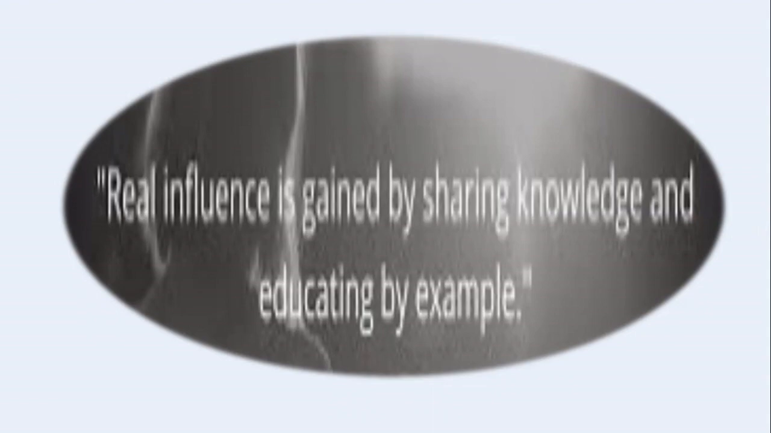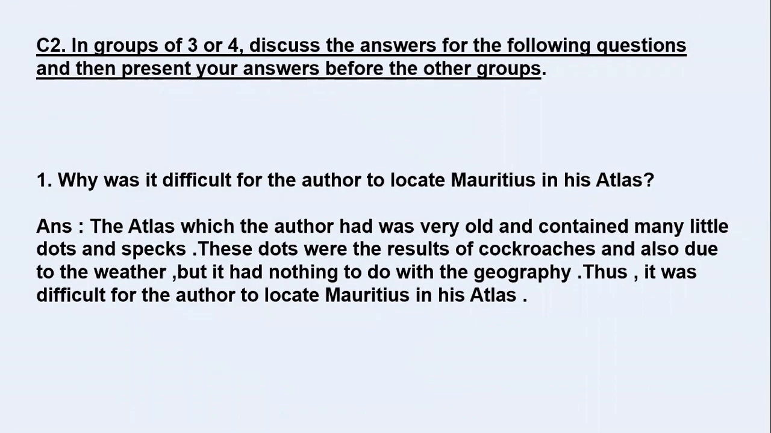Okay, students, let's move towards our question answers. So it's C2 in your textbook, the main which is given as: discuss the answers for the following questions and then present your answers before the other groups. So the first question here is, why was it difficult for the author to locate Mauritius in his atlas?